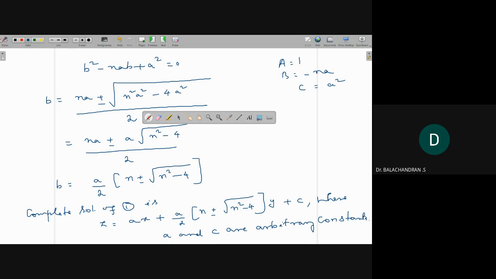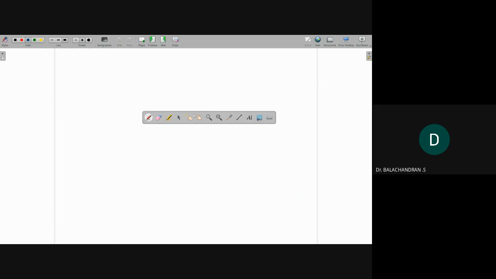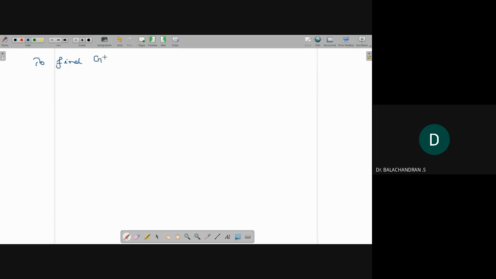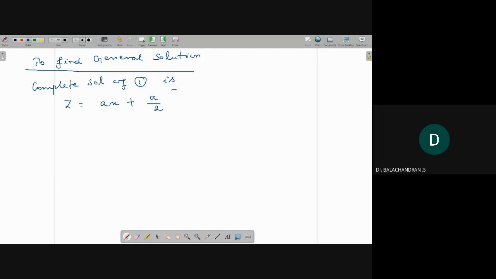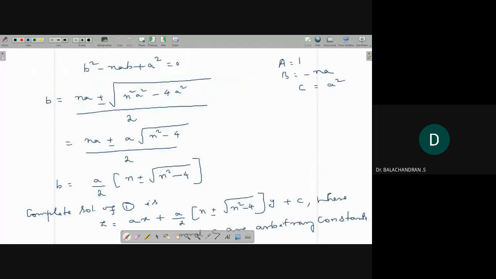Second part, what is the second part? To find the general solution. So we'll start from the complete solution of equation 1. Equation 1 is z equal to ax plus, b is what, a by 2, please check it, into n plus or minus root of n square minus 4, into y plus c. I call this equation number 2.